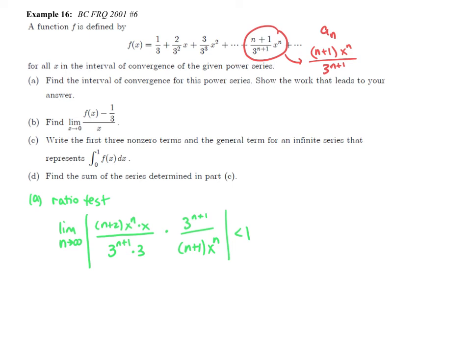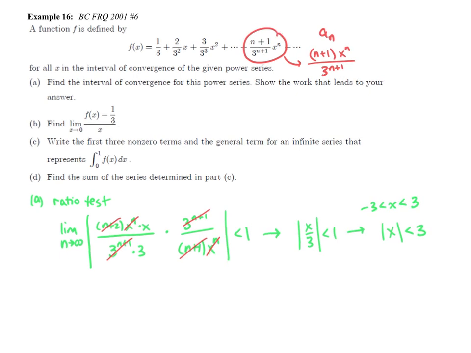All right, I'm going to simplify everything down. We have a lot of cancellations. For example, x to the n cancels, and 3 to the n plus 1 cancels. As n goes to infinity, n plus 2 divided by n plus 1 is going to be 1. And so this all simplifies to the absolute value of x over 3 is less than 1, which in turn simplifies to the absolute value of x is less than 3. So the center of convergence is 0, the radius of convergence is 3, and the initial interval of convergence is -3 to 3. Our next task is to test the endpoints.